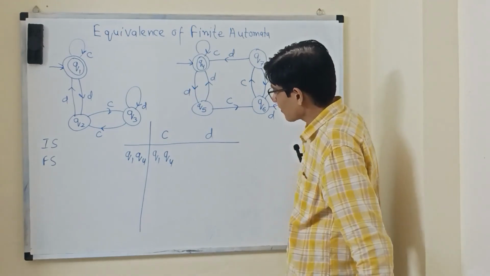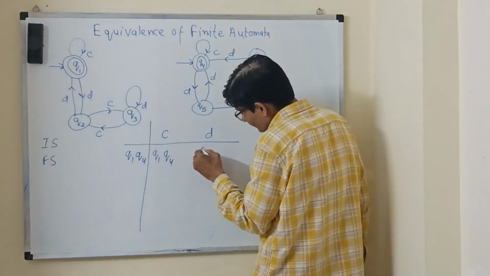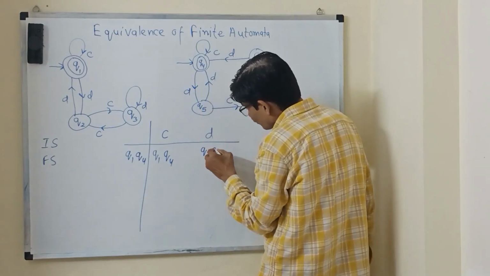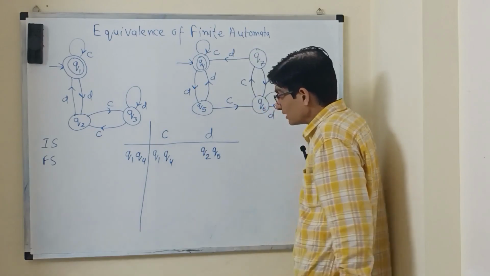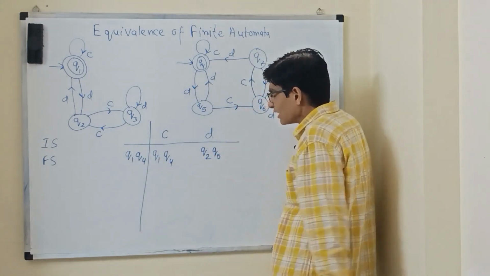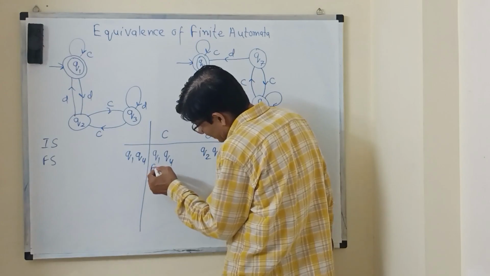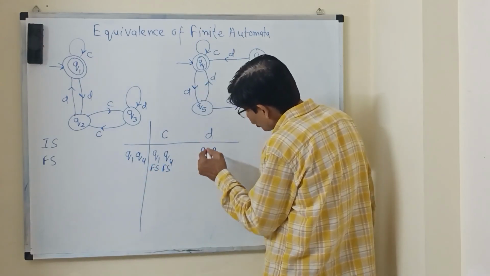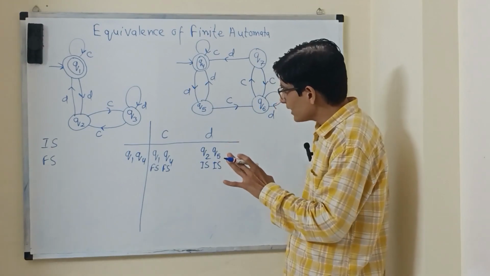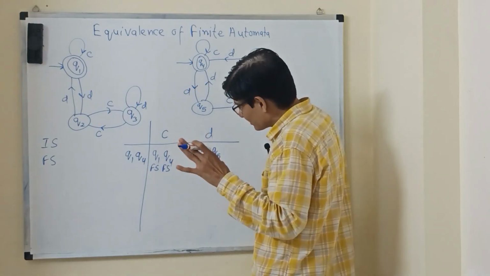Now, what about input D? On Q1, if we are applying D, we are moving to Q2. And on Q4, if we are applying D, we are moving to Q5. That means on applying D on Q1, Q4, we will move to Q2, Q5. Now you can see, my friends, here both these are final states, and both these are non-final or intermediate states. Do this until you get any non-matching pair, or until new states are not being created.